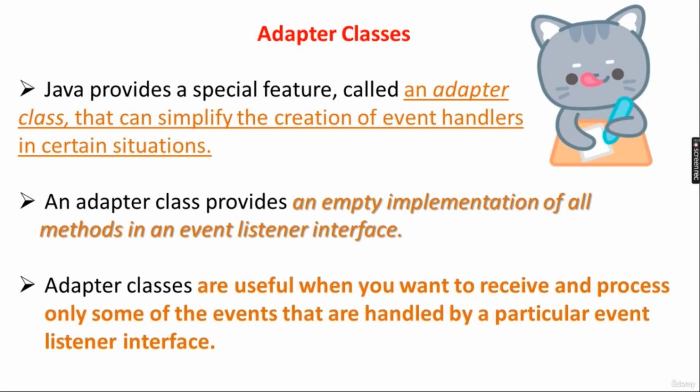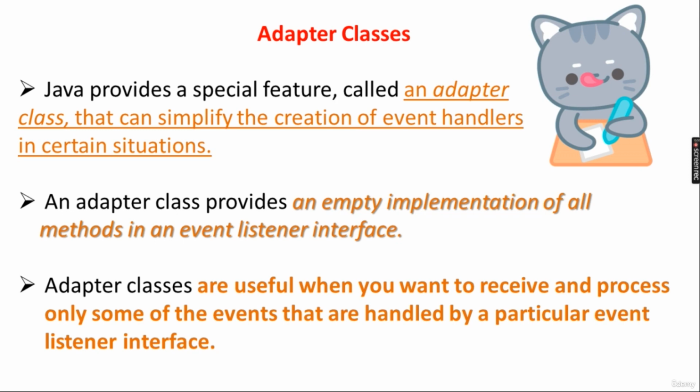Then adapter classes. Java provides a special feature called adapter classes that can simplify the creation of event handlers in certain situations. So we are creating event handlers, and creating those event handlers will be easy using adapter classes. In the previous example, we created the window adapter which extends the adapter class. These are types of adapters that simplify the process of event handling.